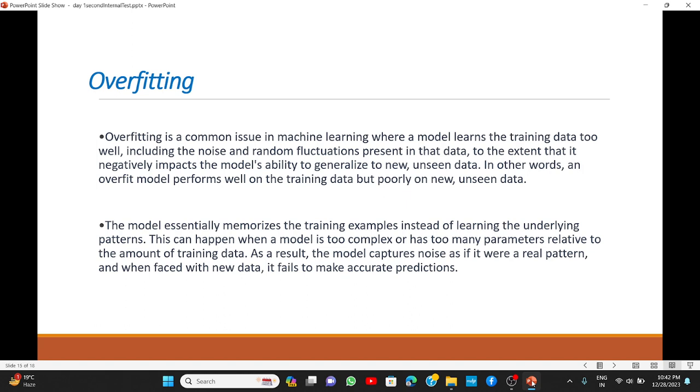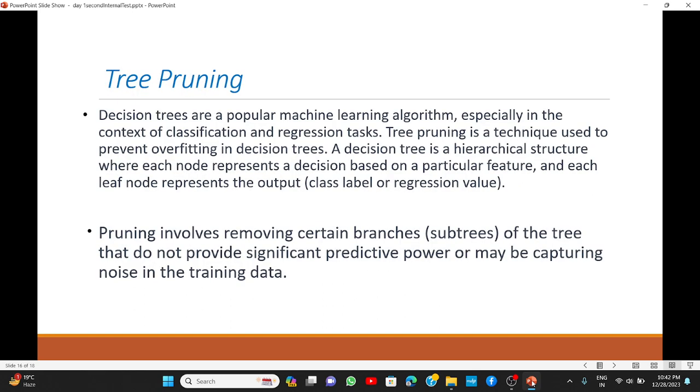This can happen when a model is too complex or has too many parameters relative to the amount of training data. As a result, the model captures noise as if it were a real pattern, and when faced with new data, it fails to make accurate predictions. Tree pruning. Decision trees are a popular machine learning algorithm, especially in the context of classification and regression tasks. Tree pruning is a technique used to prevent overfitting in decision trees.